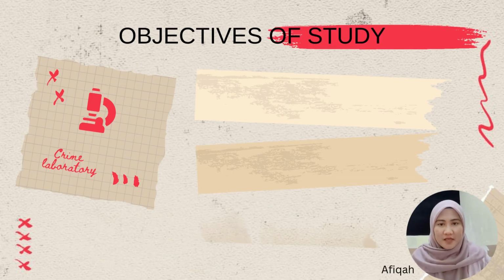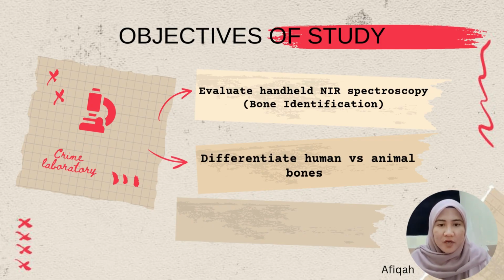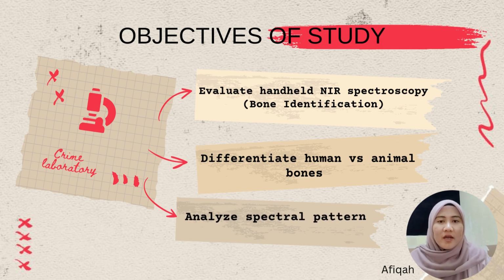The aim of this study is to evaluate whether a handheld NIR spectrometer can identify bone samples for forensic use, and we develop artificial neural network or ANN models to classify both human and animal bones and to see whether NIR can detect species differences as well as changes linked to post-mortem interval. So overall, the goal is to propose a fast, portable and non-destructive method for real-time forensic bone analysis.